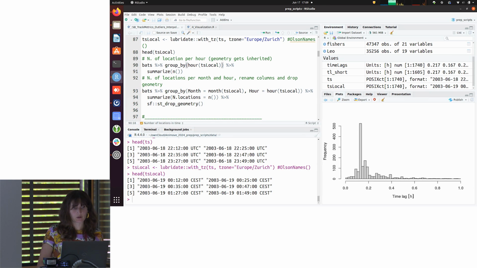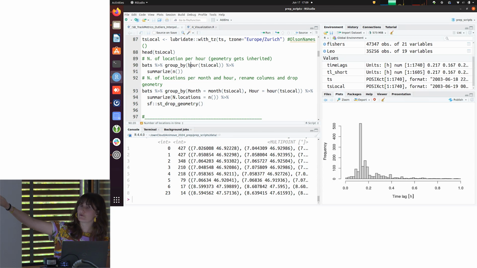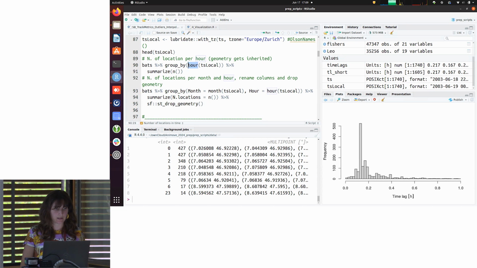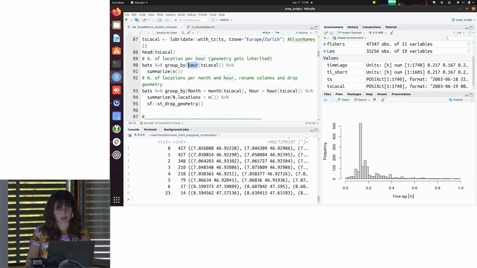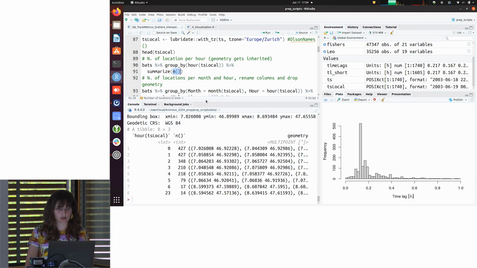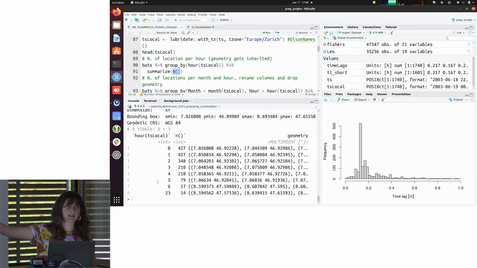Here we can use the group_by function and the lubridate package, which has very useful functions to work with time objects. For instance, with the function hour, you just get the hour of the day. With the functions day, month, and so on, you can get little parts of your timestamp. So here we group by hour, and we just calculate with n the number of locations. By default, this is an sf object, so whenever you do this calculation, the geometry gets inherited. So you can just drop it.